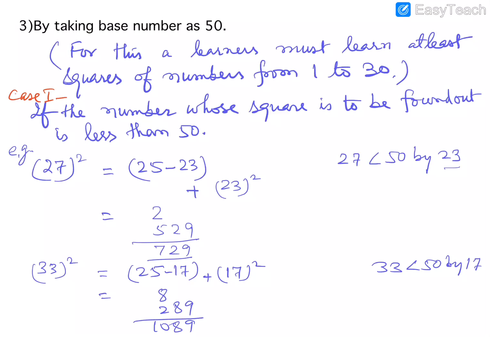Now third method, where we have to take a base number as 50. For this, a learner must learn at least squares of numbers from 1 to 30 to find out the square in no time. Here two cases arise. If the number whose square is to be found out is less than 50.